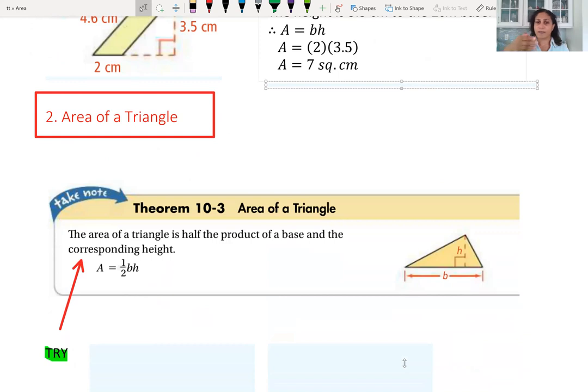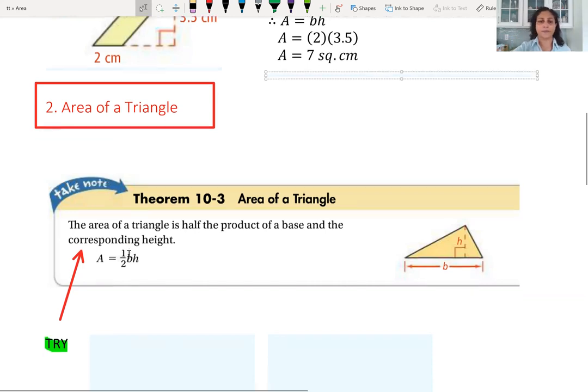Then we have the area of a triangle, and the area of the triangle is the base times the height. And remember, the height has to be the perpendicular height divided by 2. So the one thing to pay attention to is that it says it's half the product of a base and the corresponding height. So you have to make sure you're taking the height from the base and not from any other side, because triangles have different heights based on which direction you're looking at it.